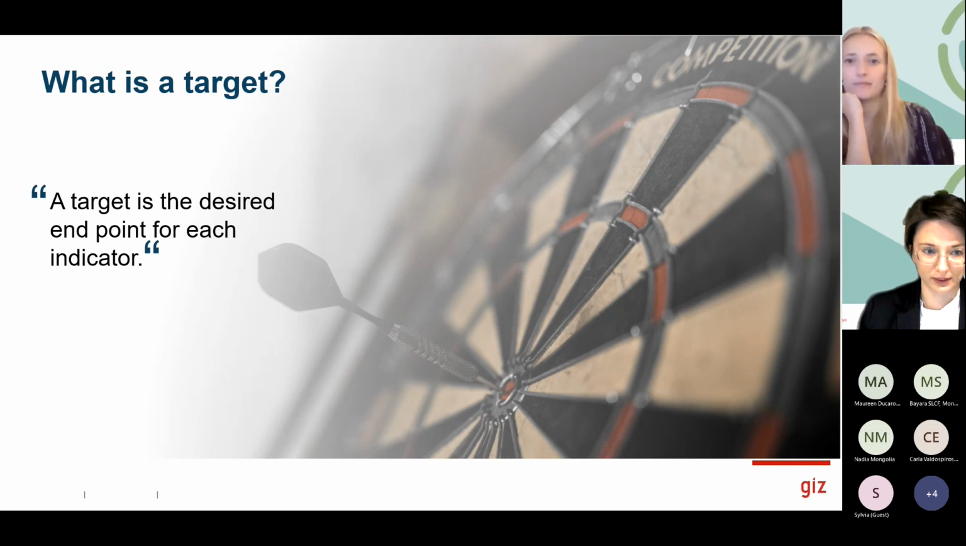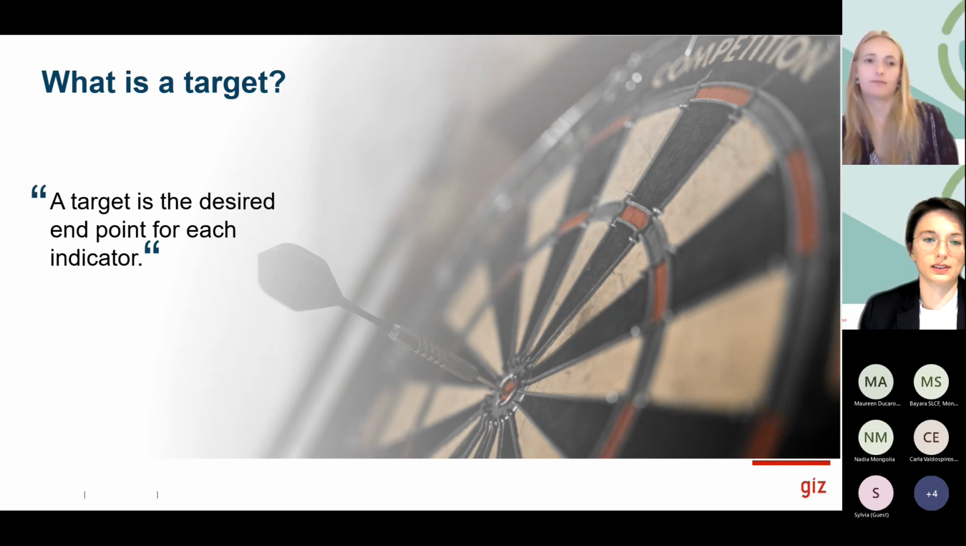But of course, we know it is not unlikely and not unusual that some issues come up and targets need to be reformulated during the project implementation. So please don't hesitate to talk to us, to talk to the team, if you feel that it's necessary for your project to reformulate or to change the target values.